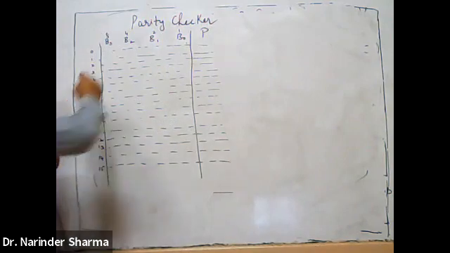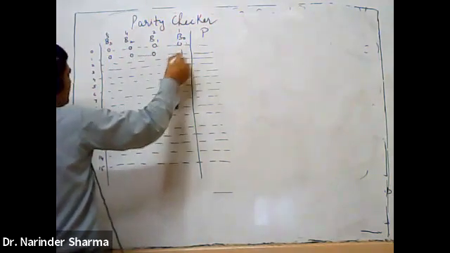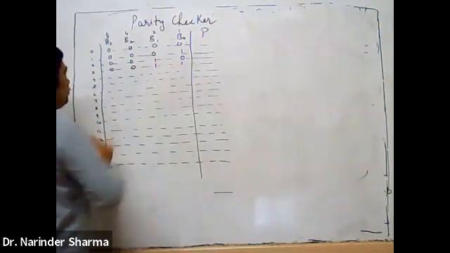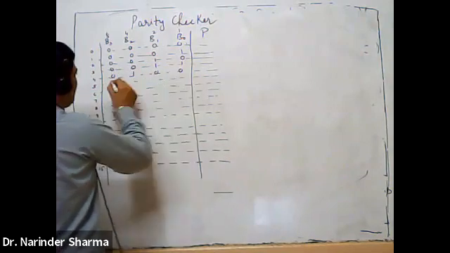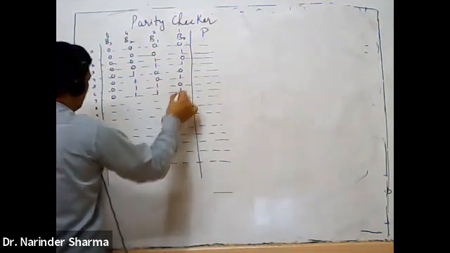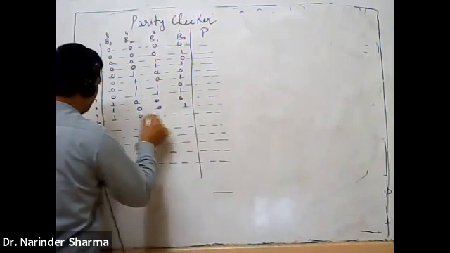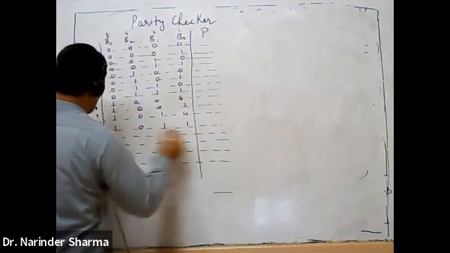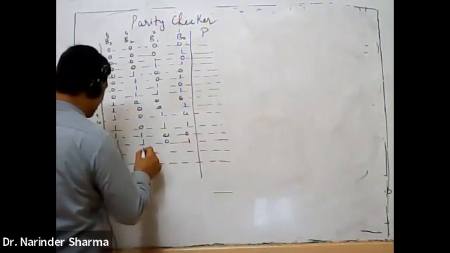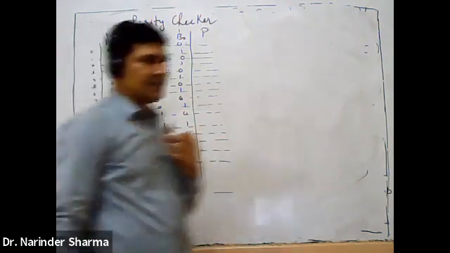Input as the binary. This is 0, 0, 0, 1. 2 is 0, 0, 1, 0. 3 is a combination of 2 plus 1. Under 4 you have to write 1. 5 is 4 plus 1, 6 is 4 plus 2, 7 is 4 plus 2 plus 1, 8 is under 8 you have to write 1, 9 is 8 plus 1, 10 is 8 plus 2, 11 is 8 plus 2 plus 1, 12 is 8 plus 4, 13 is 8 plus 4 plus 1, 14 is 8 plus 4 plus 2, and 15 means all ones. We have completed this input side.